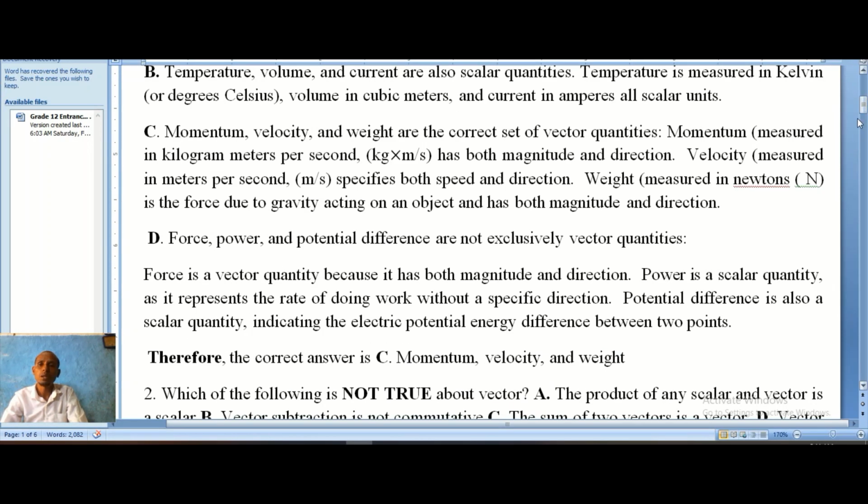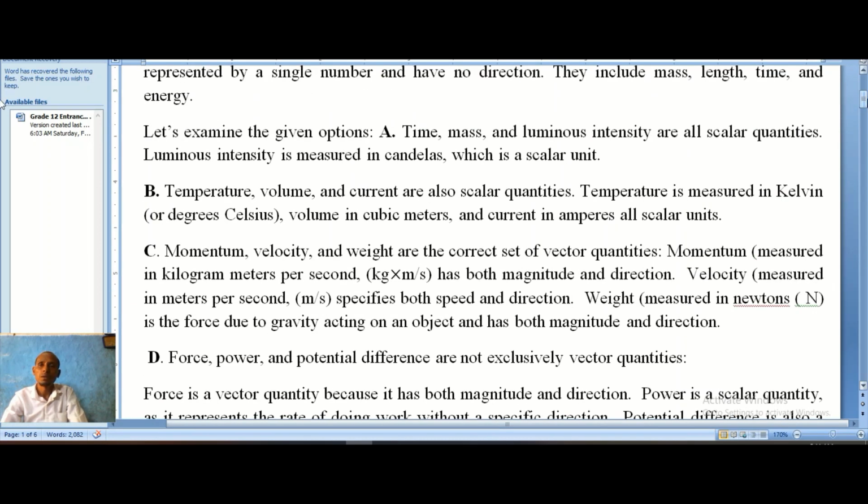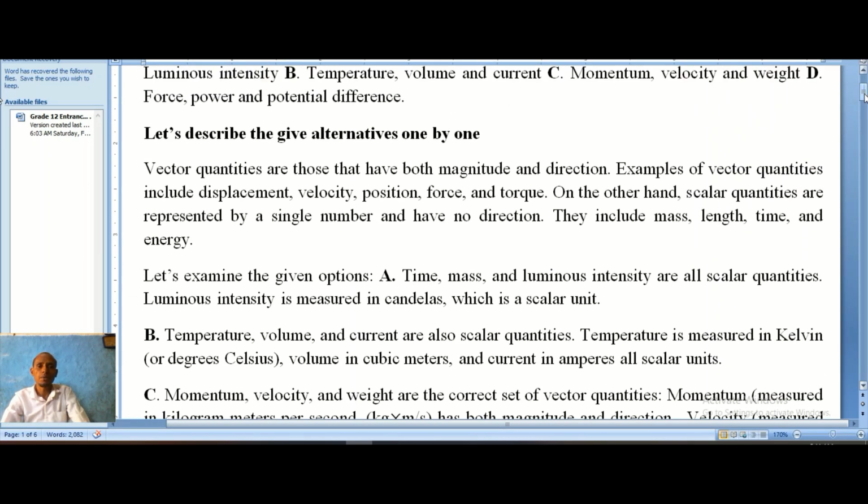From this, when we come to choice A, time, mass, and luminous intensity are all scalar quantities. Luminous intensity is measured in candela, which is a scalar unit. When we come to choice B, temperature, volume, and current are also scalar quantities. Temperature is measured in Kelvin or degree Celsius. Volume is in cubic meter, and current is in ampere.